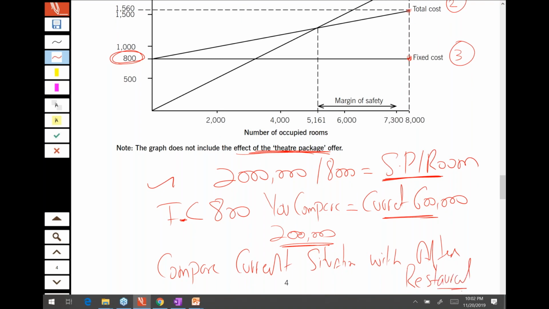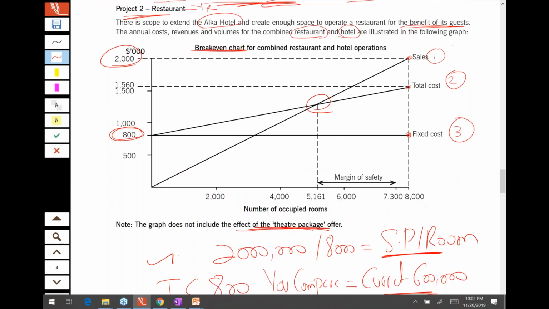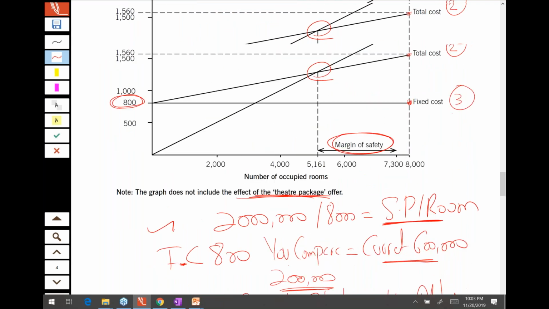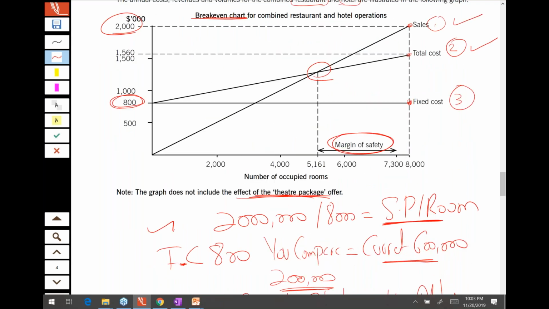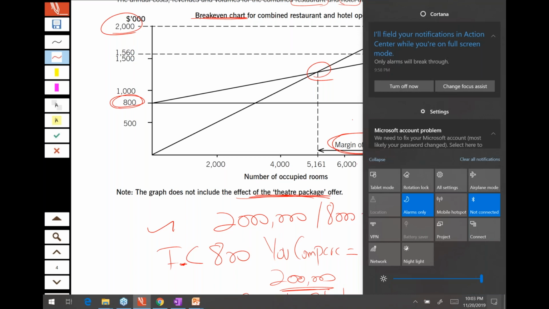The examiner feedback was that people were able to solve this. Yeah, you need to compare. See what you can compare. You can compare the current break even with this break even. You can compare the current margin of safety with this margin of safety. You can compare sales. You can compare the current total cost with this total cost. You can compare the current fixed cost with this fixed cost. Five things you can compare and write. That's it.